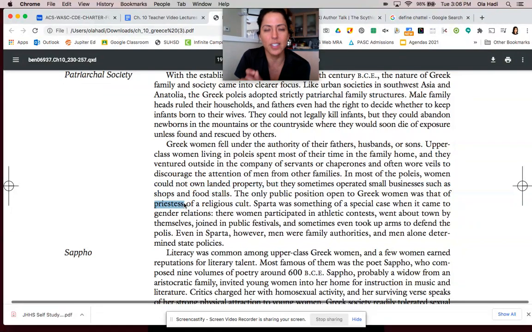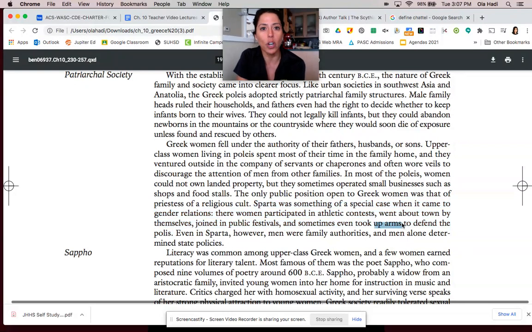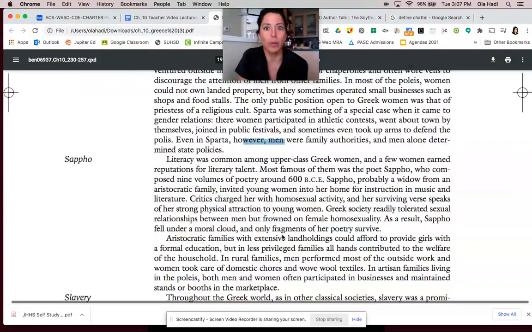If you're going to take notes on this, this would be under the social section of your inspect chart, and it could go in any of the different columns that you have. The one exception is Sparta. Remember that Sparta is a state that values athletic prowess, and there they have a belief that athletic women give birth to athletic men who will be strong warriors. So there, Spartan women could walk around town on their own without a chaperone. They could participate in athletic festivals, and sometimes they even took up weapons or arms to protect the polis. But even there, men were considered the final authority, and they were the authorities in politics.